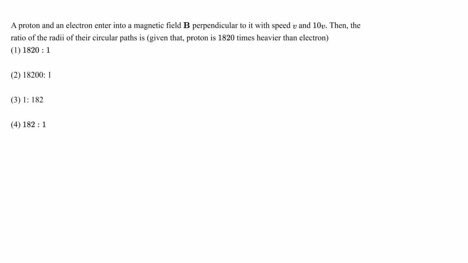We are given that a proton and an electron enter into a magnetic field B perpendicular to it with a speed of v and 10v. The ratio of radii of the circular path क्या होगा? What will be the ratio of the radii of the circular path?